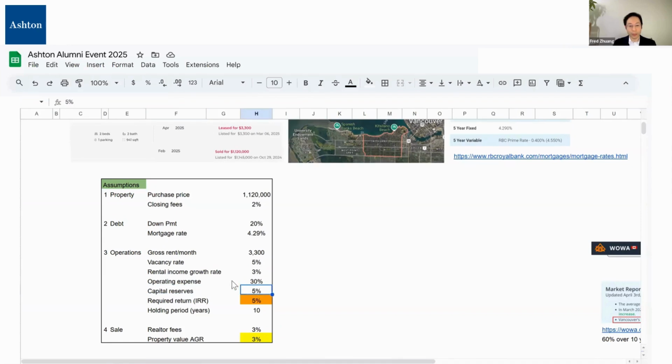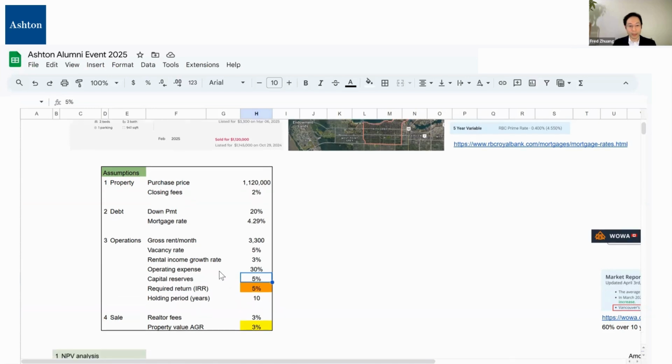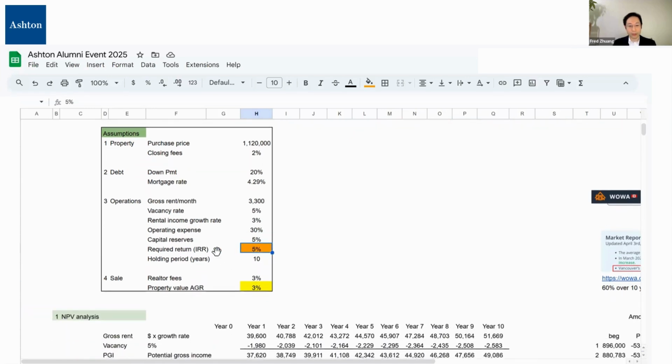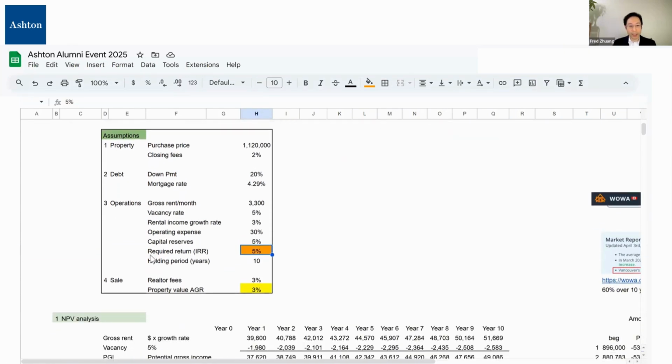5% capital reserve. This one is referring to the money spent to maintain the building, like big projects, like if the elevator breaks or if a balcony or a roof needs repairs. So we budget 5% on that. And then we hope to earn a 5% rate of return. So basically we hope to get 5% on our investment.